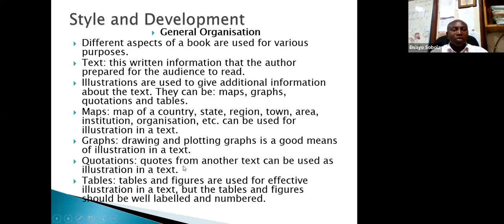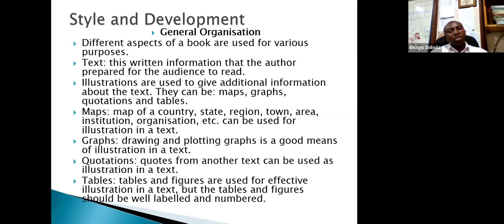This is what you are writing about, and when you research, you can realize that someone has made a statement that perfectly explains what you are trying to write on, or what you're trying to discuss. So such a quotation may serve as an illustration in your text.